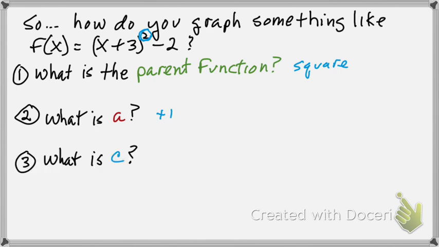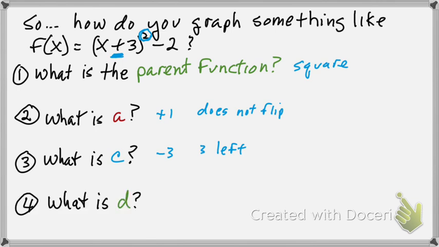Next thing I want to know is, what's C? C here is negative 3, right? Because if you look at my form that I asked you to memorize, this would be x minus a minus 3. That's why there's a plus in there. So this one tells me it does not flip. This one tells me it's going to go 3 to the left. Why? Well, because there's a positive right there.